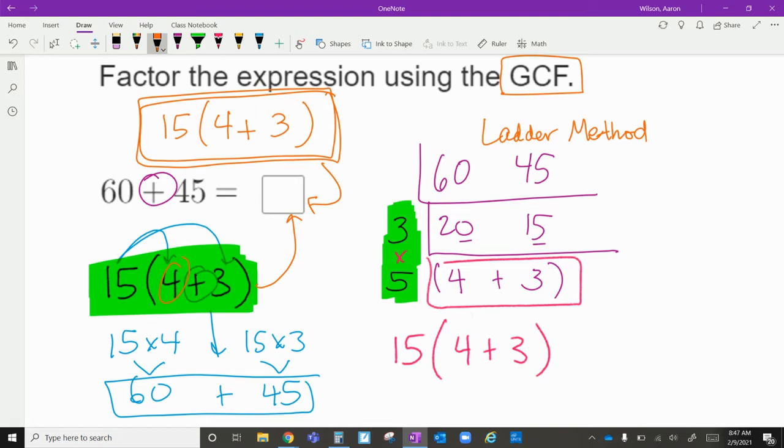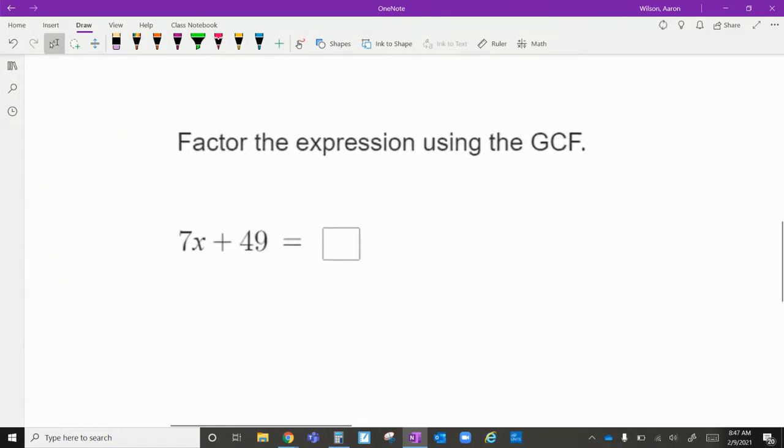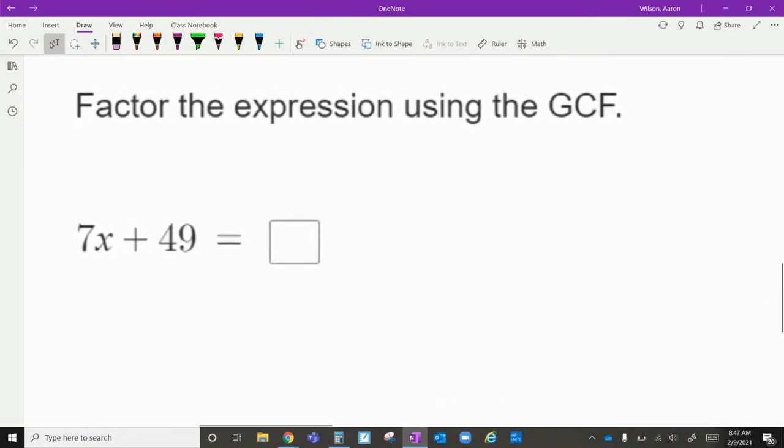Let's look at another one because I know these are kind of difficult. Okay, let's do one that involves a variable. Okay, so now this becomes a little more challenging because we have a variable, otherwise known as a letter, that represents a number. So to make this really easy, we're going to act as if that variable isn't there. So you're looking at the numbers 7 and 49. We need to ladder method or factor out a factor of both 7 and 49.